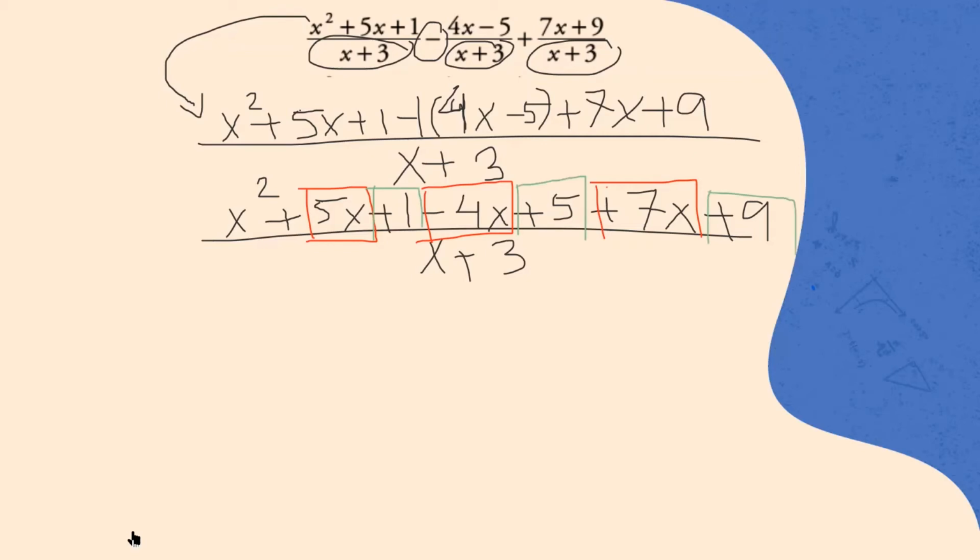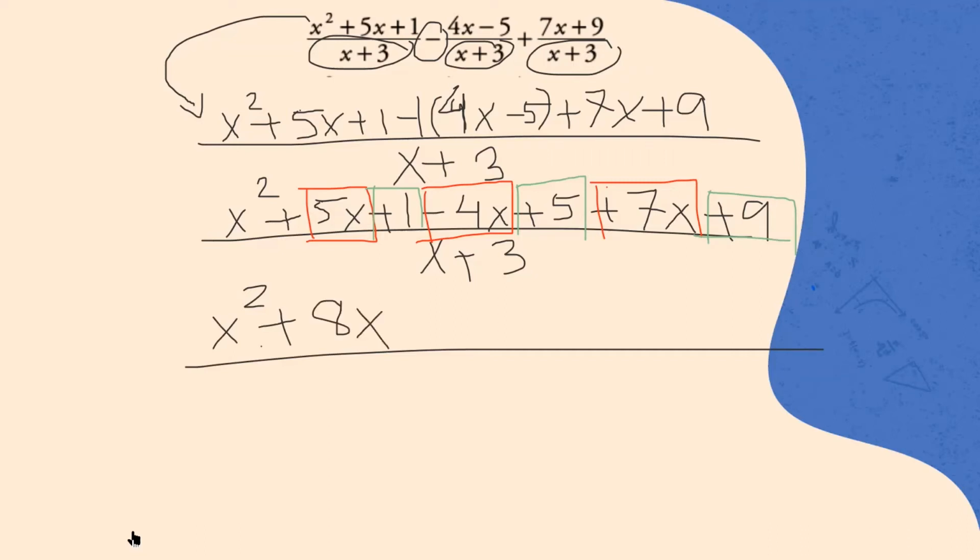So when you identify them, what is your job with them? You combine them, right? That was the primary step to combining. So now you actually combine them. X squared does not have a sibling. It's just going to stay by itself, lonely. So we have 5x minus 4x plus 7x. What is 5 minus 4 plus 7? 8. Positive 8x.